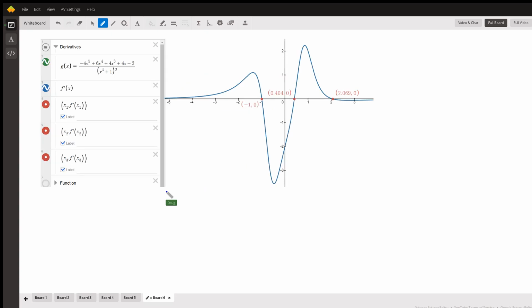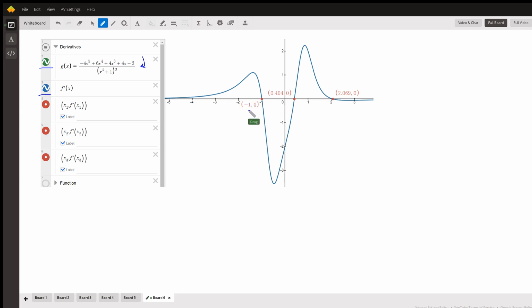If I go to board 6, actually here's a graph of the derivative. And by the way, if you go to Desmos and graph both of these, f prime of x and g of x is that expression that we got for the first derivative, you'll see that the graphs are identical. And you can kind of pick up where those graphs, that the first derivative crosses the x-axis.